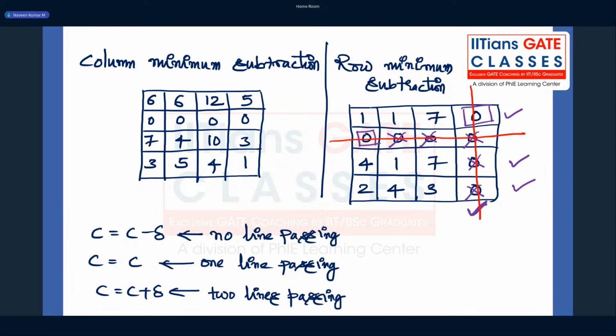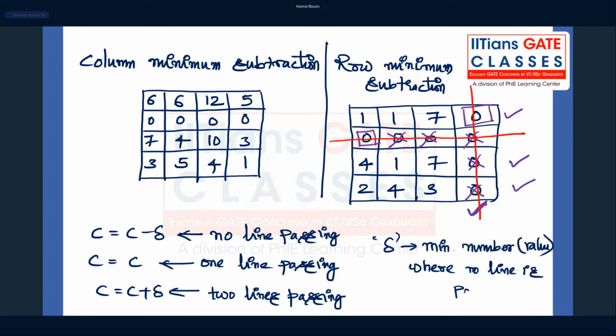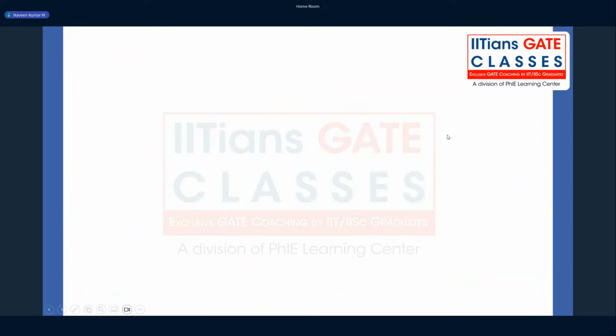C is your cost value. This is 175, whatever you are seeing, that is the value of C. And what is delta? Delta is the minimum value where no line is passing. So if you see that, what is the minimum value where no line is passing? The minimum value where no line is passing is 1, right?